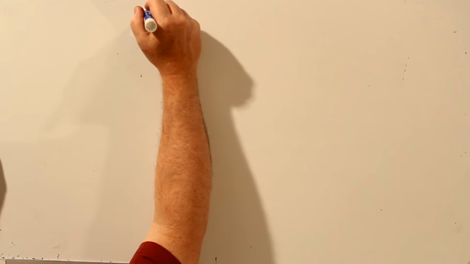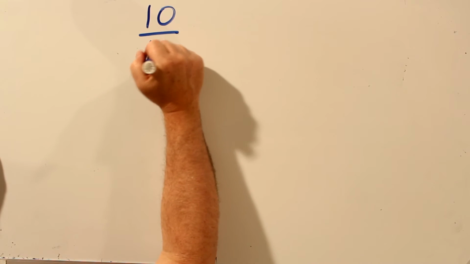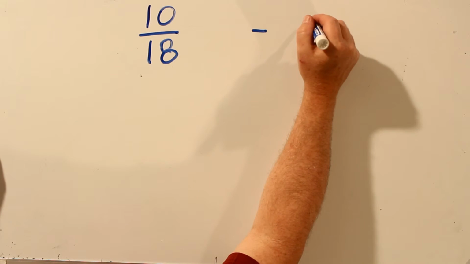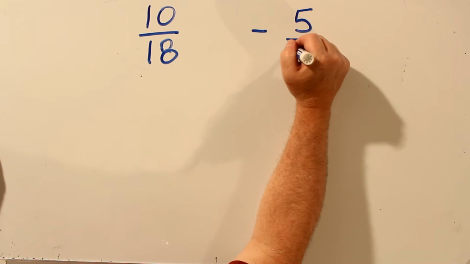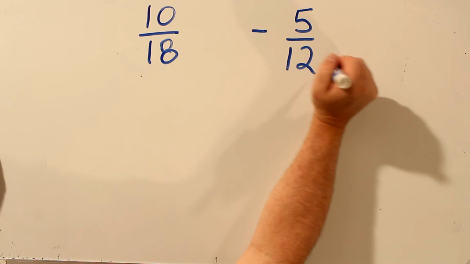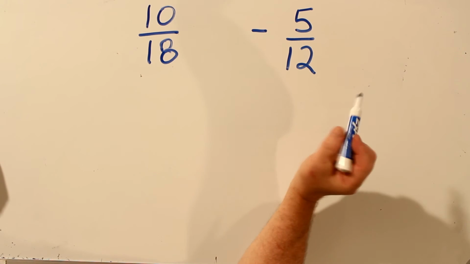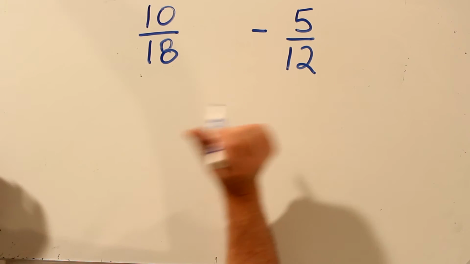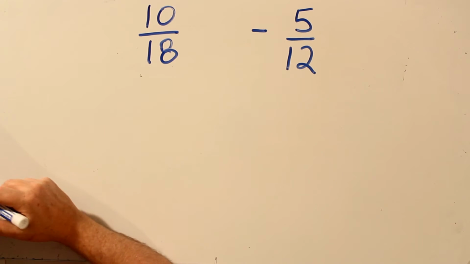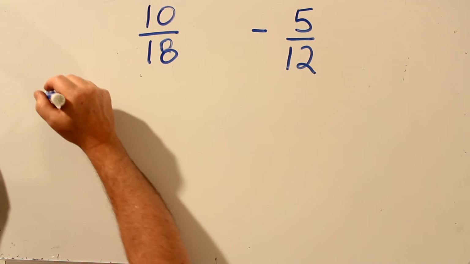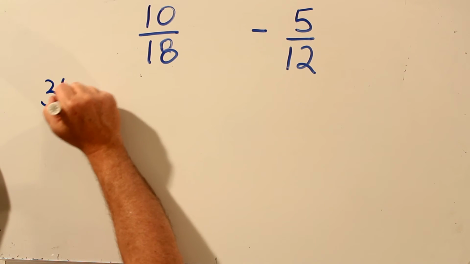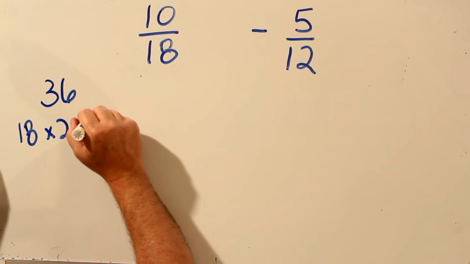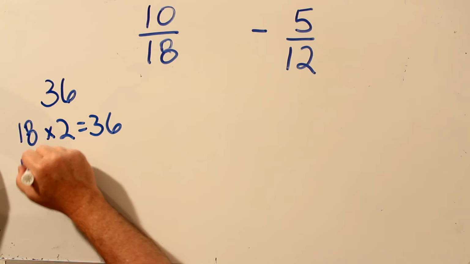Let's do one more. 10 over 18 minus 5 over 12. In order to subtract these two fractions, the bottom number has to be the same. In order for the bottom number to be the same, you first have to find the lowest common multiple. The lowest common multiple of 18 and 12 is 36. I'll give it to you. And 18 times 2 is 36. And 12 times 3 is 36.